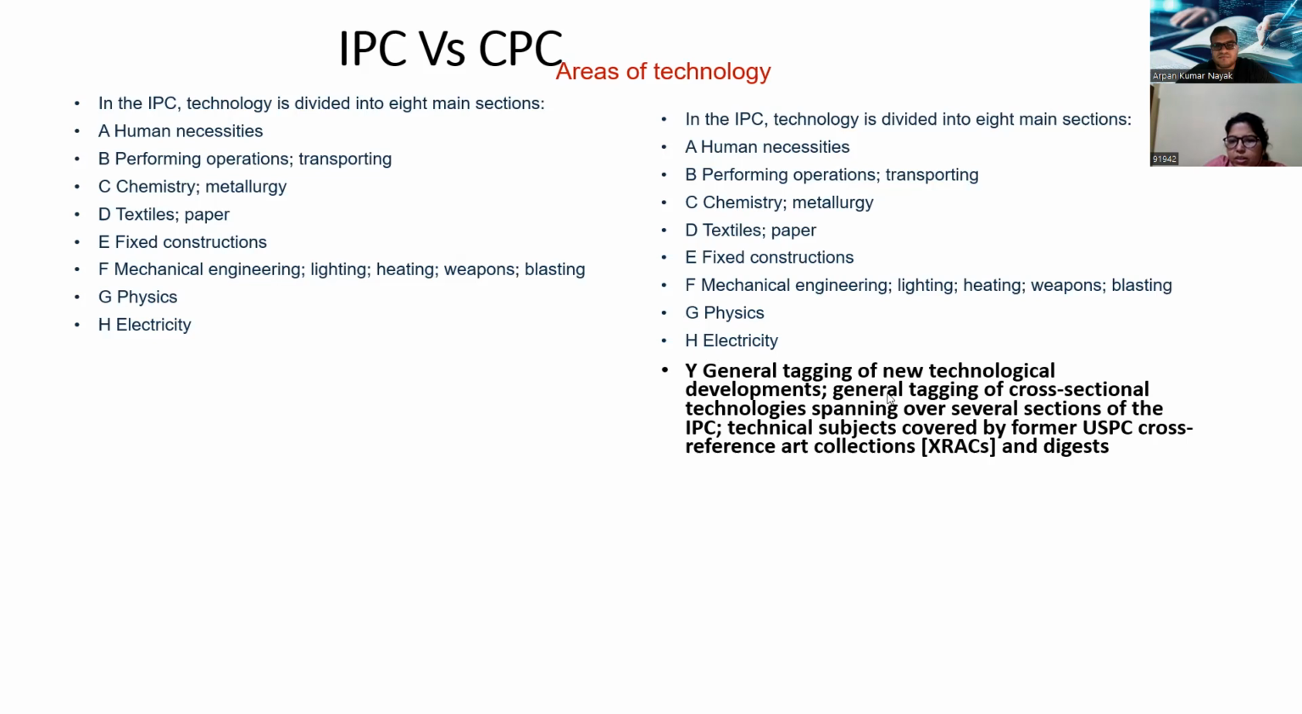Technological developments, general tagging of the cross-sectional technologies spanning over several sections of the IPC technical subjects. So all these are added into one more section, that is Y. So to distinguish between IPC versus CPC, these are the 8 versus 9 sections, or the technologies are covered under these 9 sections.